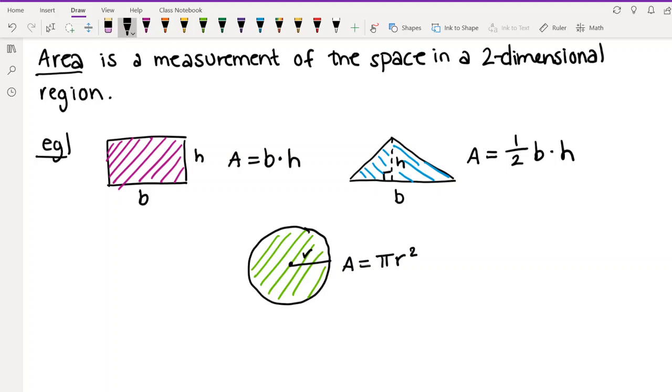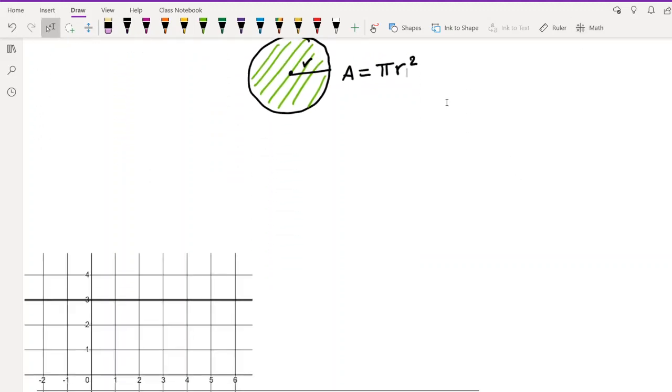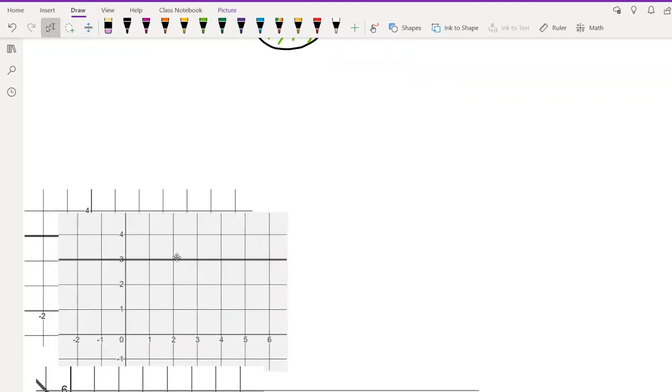So these are basically shapes that you should know how to find the area of from a geometry class, right? What we're going to be focusing on, at least to start with in Calc 2, is finding the area of a region bounded by graphs. So let me write that down and then we'll jump into a couple of examples.